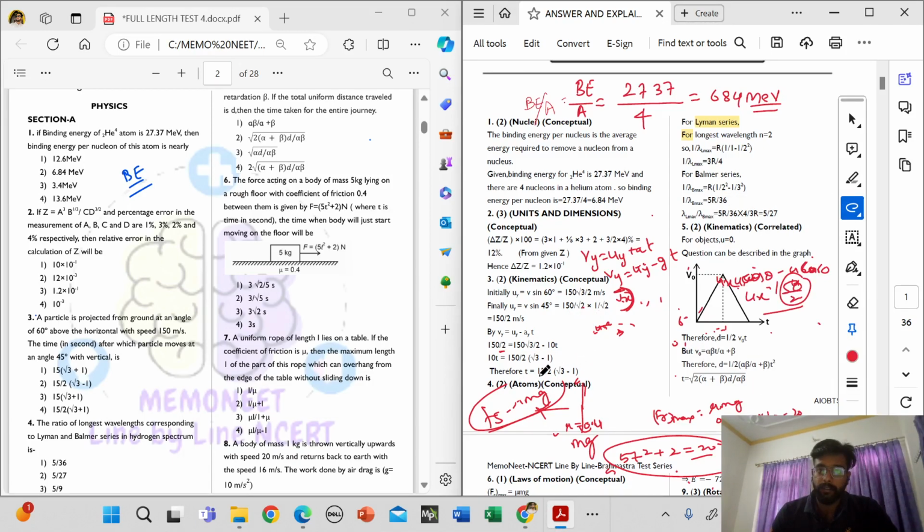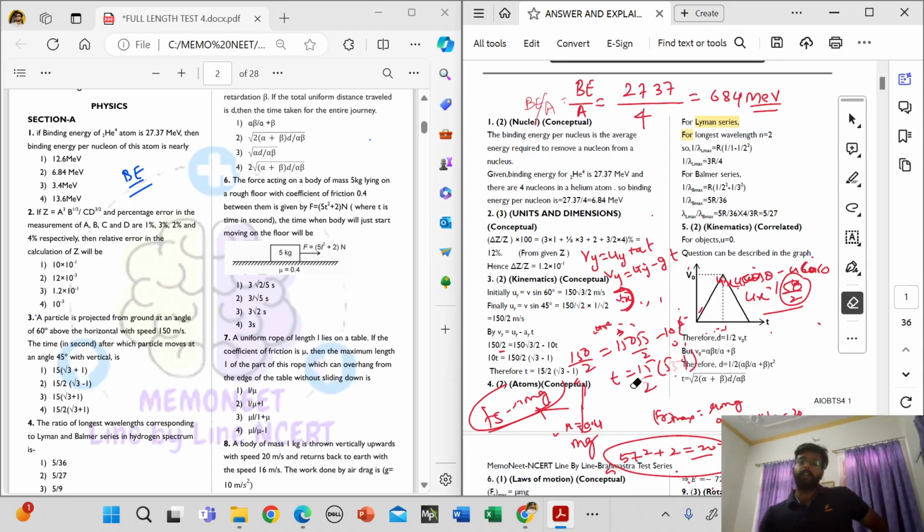So look at this. We have calculated from here that 150 by 2 is equal to 150 root 3 upon 2 minus 10 t. Okay. So from here we are getting 115 root 3 upon. Very simple question, easy calculation, just the basic concepts of projectile motion and laws of motion. Now we are moving to our next question.